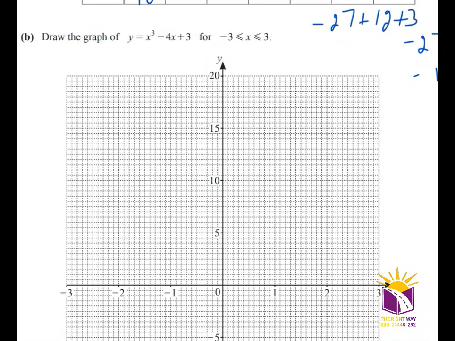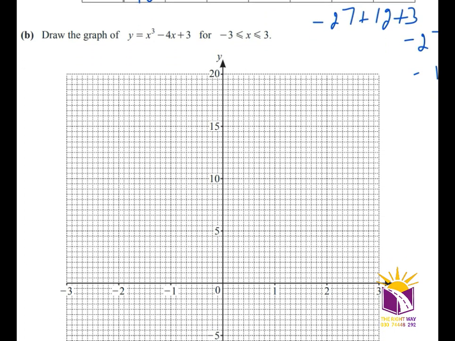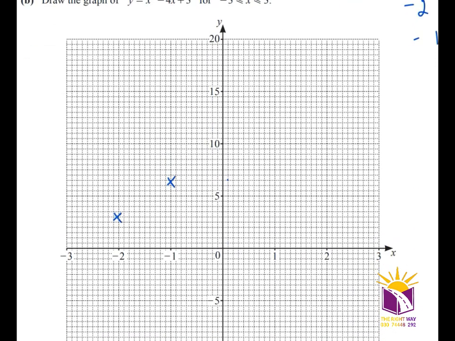After that you have the value for minus 2. For minus 2 you have the value plus 3. So 1, 2 and 3. So it will be over here. For minus 1 you have 6, somewhere here. For 0 you have 3.